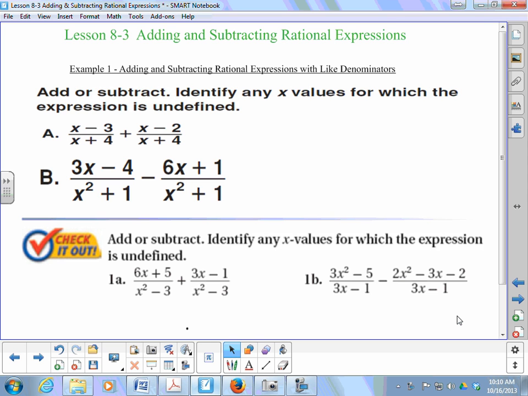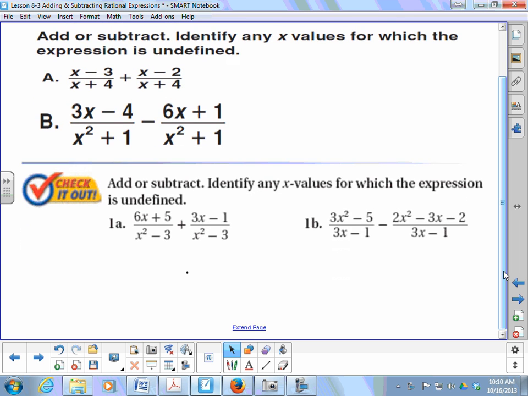So today we're going to add and subtract rational expressions, and we're going to use all of those amazing fraction skills that you have to do this. So first of all, to be able to add and subtract fractions or rational expressions, I must have what? Okay, you've got to have a common denominator. Our denominators have to be the same.